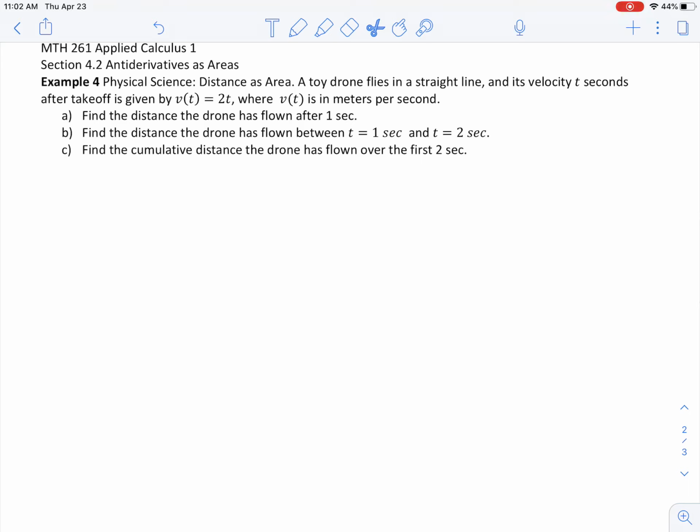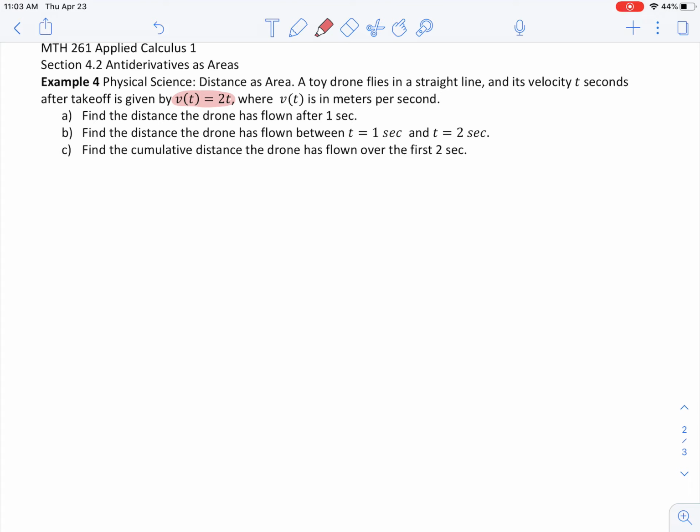Let's now look at application examples. We're still working with areas of triangle and rectangle, maybe a trapezoid. But I got 2 for you, example 4 and 5, that we can do. Example 4, physical science, distance as area. A toy drone flies in a straight line and its velocity t seconds after takeoff is given by v of t equals 2t, where v of t is in meters per second.